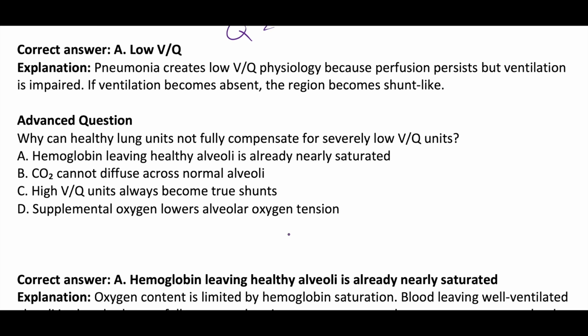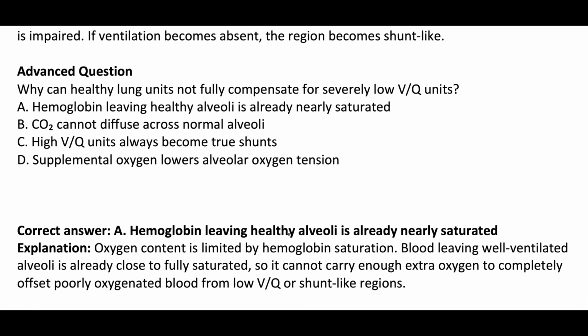The correct answer is A, hemoglobin leaving healthy alveoli is already nearly saturated. So this is key, right? If you increase the FiO2, the alveoli that already have a good VQ match, the healthy portions, their hemoglobin is already fairly saturated. So they can't hypercompensate for the low VQ portions of the lung because their hemoglobin is already pretty saturated.